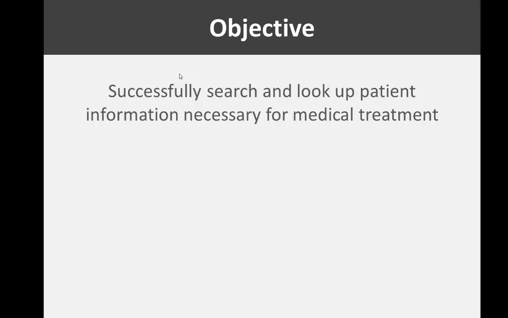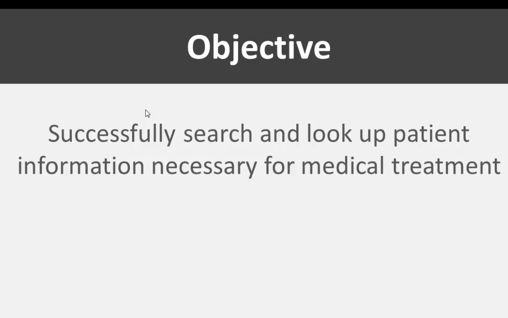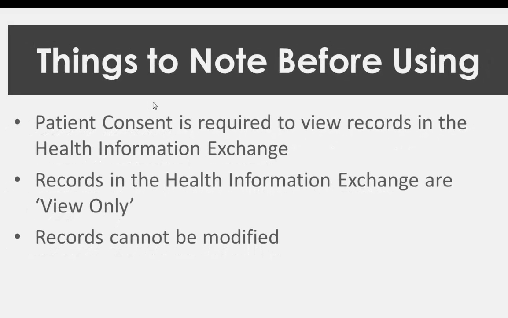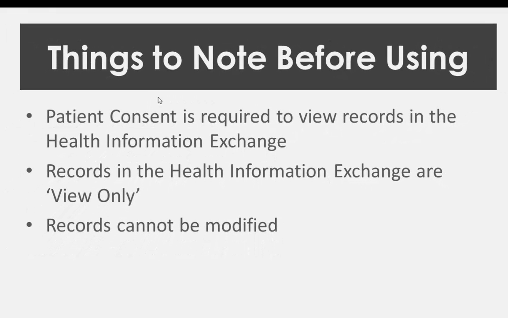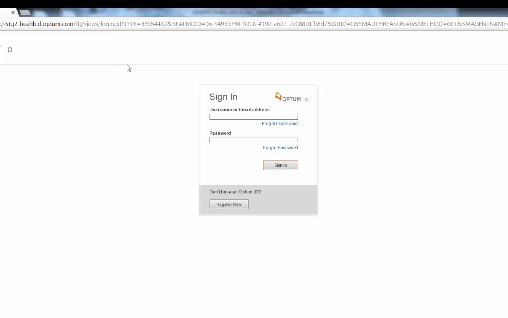The objective of this video will be to successfully search and look up a patient's information necessary for medical treatment. Things to note before using the system include patient consent is required to view the records in the Health Information Exchange. Once established, you will be able to access the patient record given that the patient has said yes. Records in the Health Information Exchange are view only and records cannot be modified. The information is displayed exactly as it is sent to us.